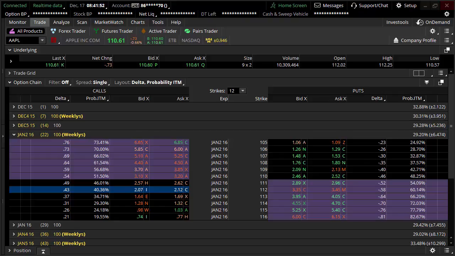So again, it's critically important to know what we're really looking at. When you are out there and you're trading an option that says 40%, it doesn't mean you have a 40% chance of making money. It only means you have a 40% chance of this strike even being, quote unquote, in the money.